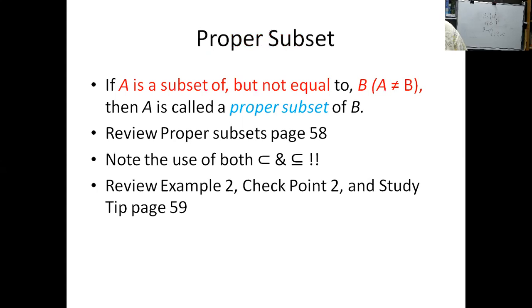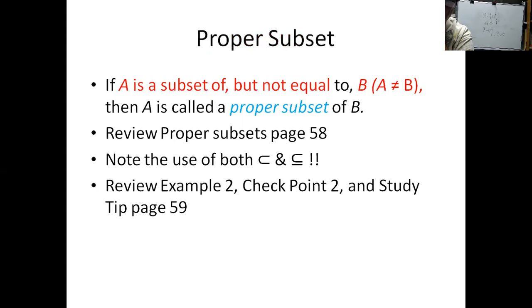Let's go to example 2. Checkpoint 2. Okay, example 2. If you have set A, X such that X is a person and X lives in San Francisco, and set B, X such that X is a person and X lives in California. A is a proper subset of set B because all the people living in San Francisco are also living in the state of California, unless our legislature changed the state map. Okay, but as of now, yes, all the people who live in San Francisco are part of set B, and they are not equal. So it's a proper subset. So we use this symbol.